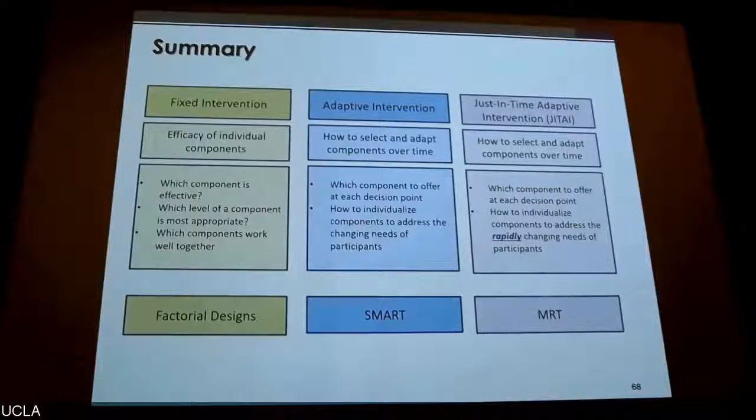Okay. I'll summarize and then maybe we'll have time for more questions, but quick summary. Factorial designs can help us answer questions about the efficacy of individual components. They can help us screen out multiple components and decide which should be included in an intervention and which should not. SMARTs can help us construct high-quality adaptive interventions. They can help us figure out the best way to select and individualize our components over time in order to address needs that change relatively slowly, right? And micro-randomized trials can help us construct just-in-time adaptive interventions, address questions about the selection and individualization of intervention components in a setting where we're trying to address the more rapidly changing needs of people. Does it make sense? Okay.